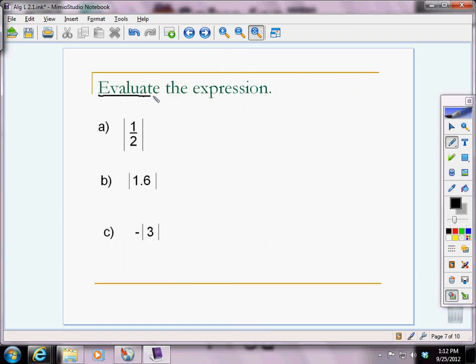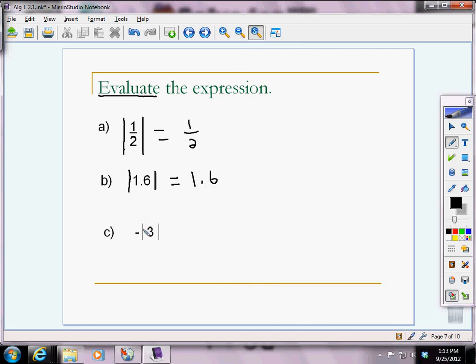Notice it says to evaluate the expression. When we talk about evaluate, we mean get an answer. If you look at part A here, not that I can draw lines real well, but these two long lines say take the absolute value. So what you want to say is, how far away from 0 is 1/2? It's 1/2. That's it. Look at this one here. Again, these lines mean take the absolute value of 1.6. Well, how far away from 0 on a number line is 1.6? Well, it's 1.6 or 1 6/10 away from 0.